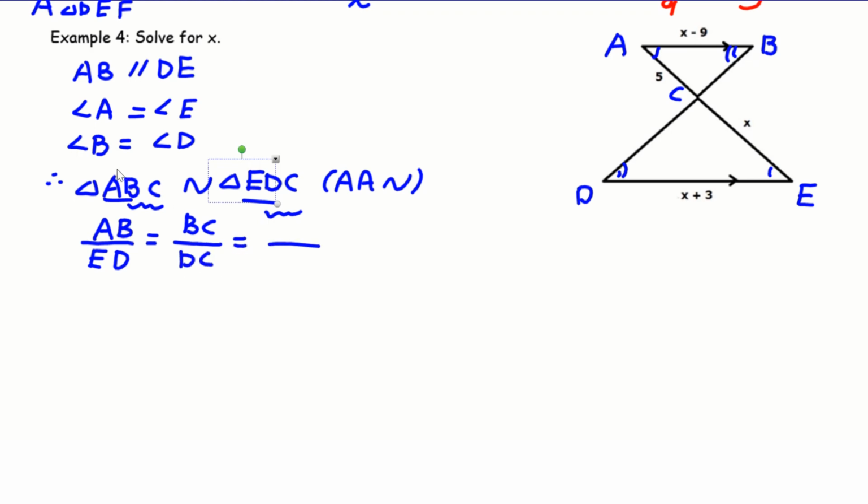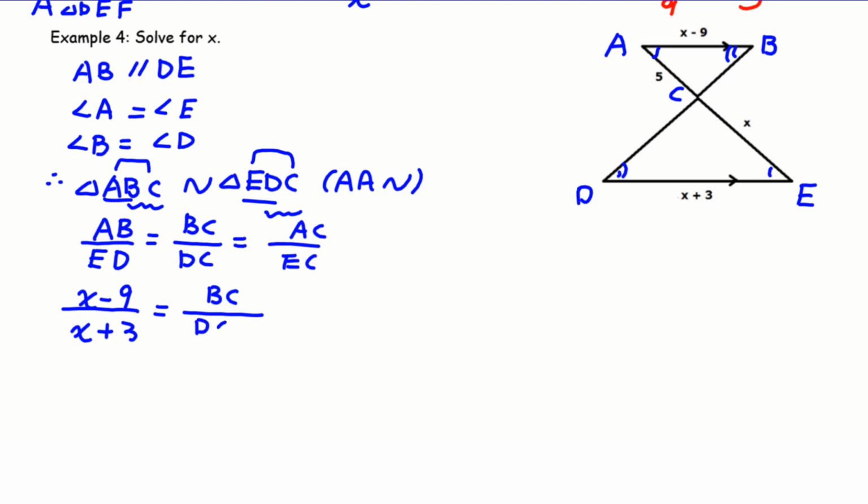Then we didn't use the first and last two letters yet. Two letters represent one side: AC over EC. Then we sub in the given information. AB is x minus 9. ED is x plus 3. BC is nothing. DC we just copy down. AC is 5. EC is x.